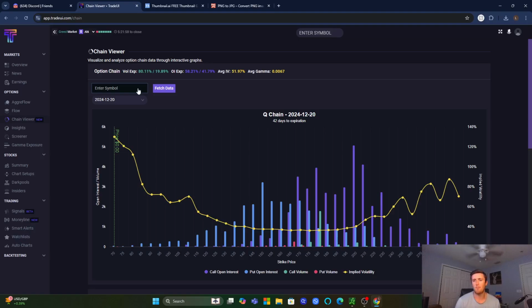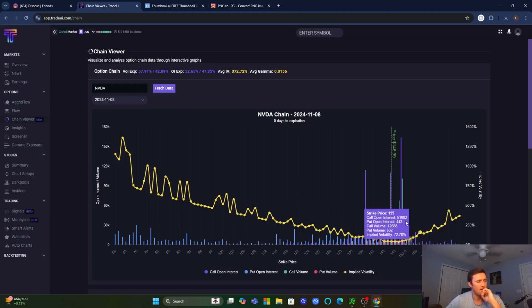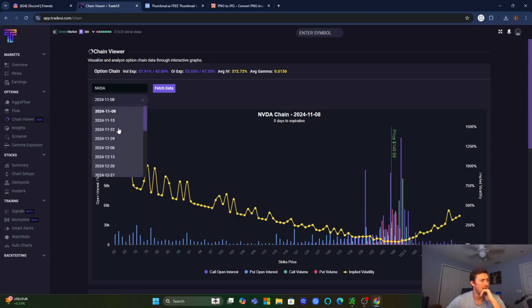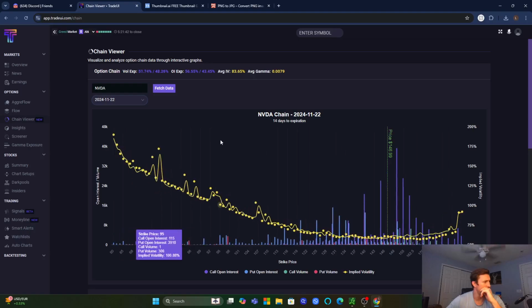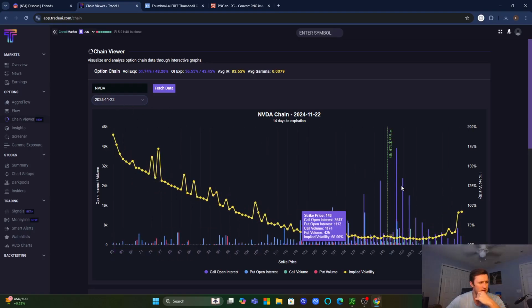So let me go to a popular one, because now we're going to talk about how to use this for earnings runs. I'm going to go to NVIDIA. Once I fetch the data for NVIDIA, you can see the chart looks a little different. It's a highly traded stock. We want to figure out what's going to go on with earnings. I think earnings is around 11.22 if I remember right.